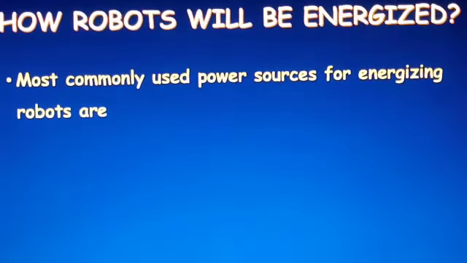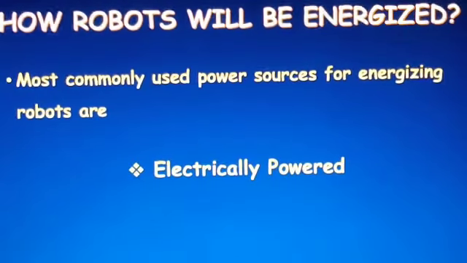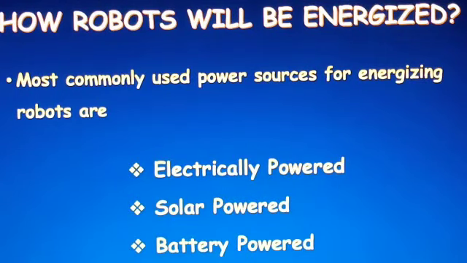Next we see how robots are energized. Humans get energy from food to do work. The robot gets energy from a power source to do work. The most commonly used power sources for energizing robots are electrical power, solar power, battery power. There are more power sources available, but now we are using these three power sources alone. These power sources differ according to robot size.